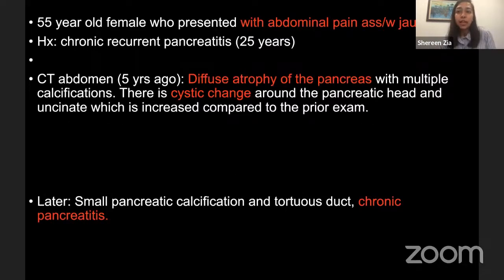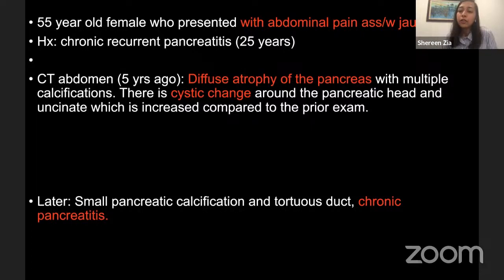So the first case is a 55-year-old female who presented with abdominal pain associated with jaundice. She has a history of chronic recurrent pancreatitis for about 25 years. On CT scan, there was diffuse atrophy of the pancreas with multiple calcifications. There is cystic change around the pancreatic head and uncinate process.